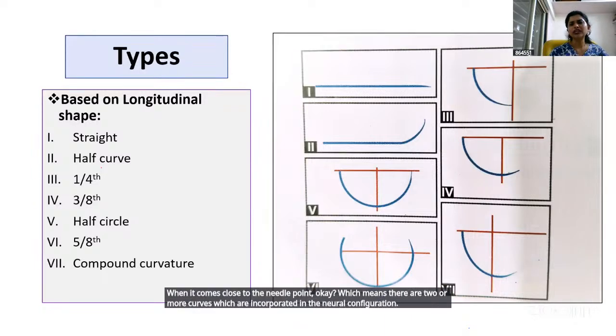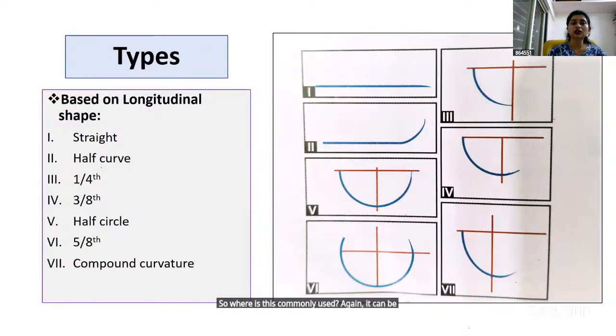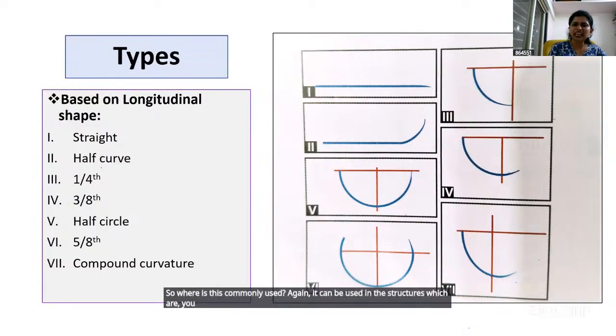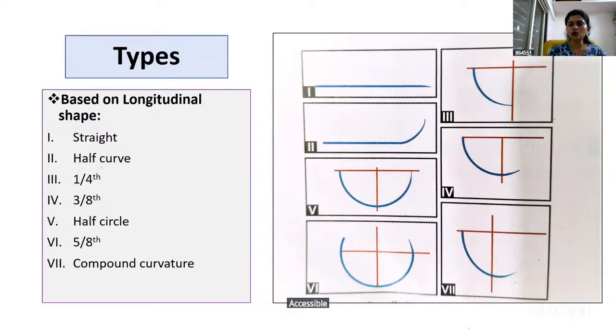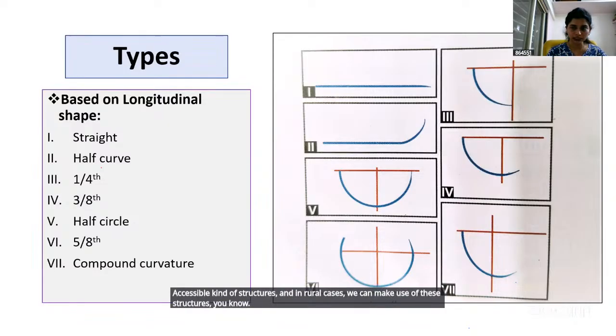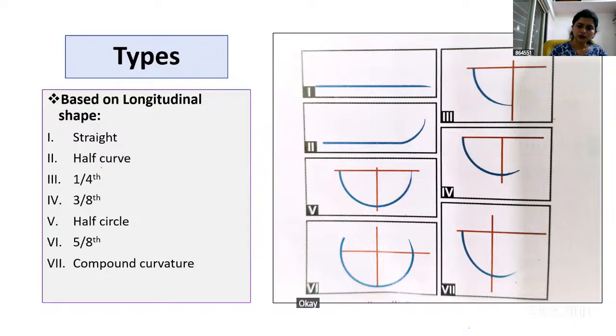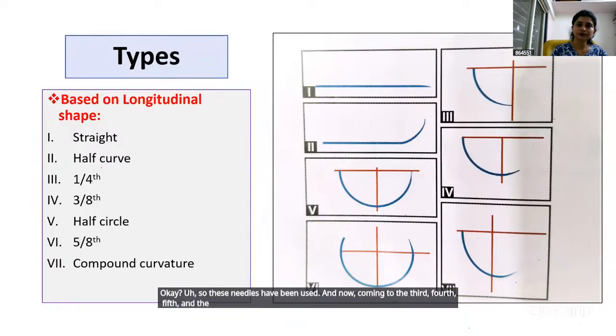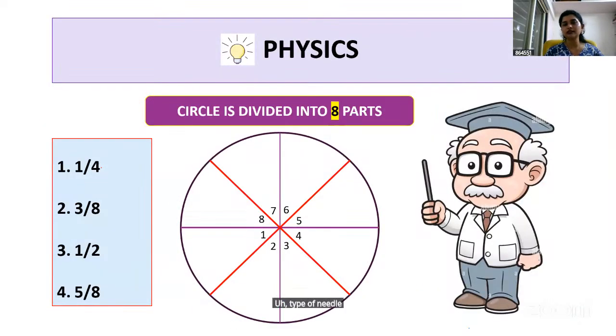So where is this commonly used? Again, it can be used in structures which are deep, inaccessible kinds of structures. In intraoral cases, we can make use of these needles, in the deep palate cases. So these needles have been used. And now coming to the third, fourth, fifth, and the sixth type of needle, I'll be explaining in this representation now.